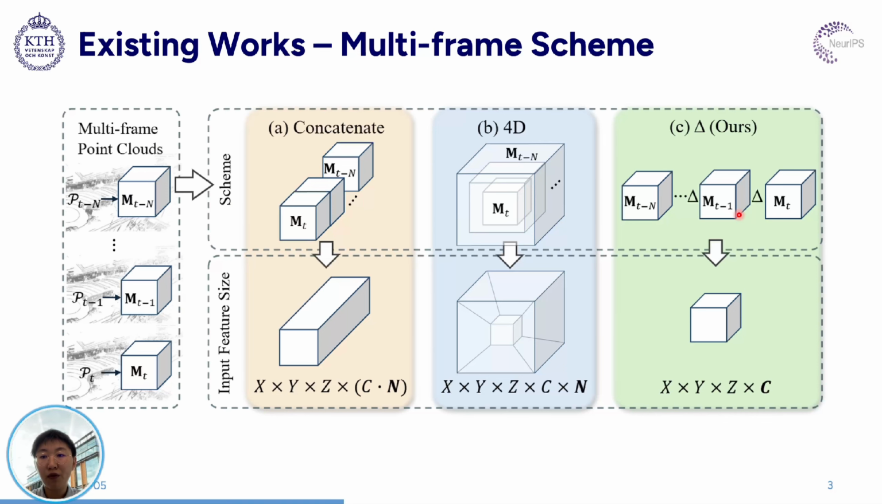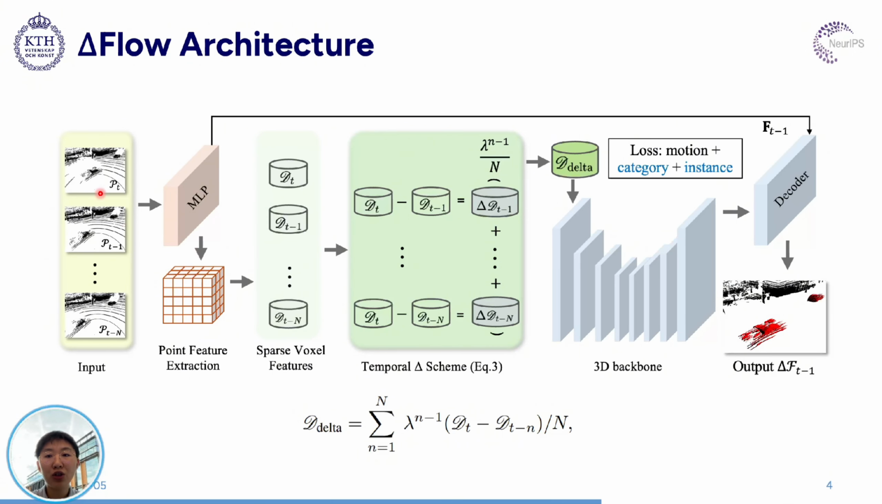We apply a delta scheme, focusing only on what changed and keeping the feature size constant, regardless of the number of inputs. Here is how it works. For each new frame, after going through an MLP and feature extraction from 3-dimension to high-dimension features, we compute the difference, a simple subtraction between frame pairs, and then apply time decay weighting, and then sum them up. The result is a compact delta feature that captures motion clues across multiple frames. We can then plug these features into any 3D backbone. Here we use sparse U-Net, followed by a decoder head to predict SceneFlow for each point. This design is lightweight, plug and play, and scales to any number of frames.